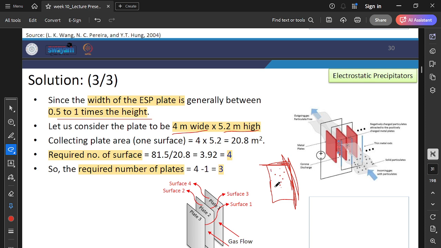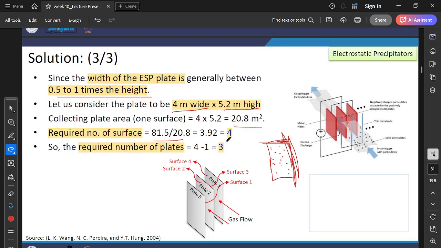The height is required to absorb the particles, because the charge will be here only, right? So I need to calculate the surface area. 4 into 5.2 will give you 20.8. If you divide the total area by it, I will get 4 number of plates. But only 4 surfaces are required. So 3 plates are enough to get 4 surfaces.